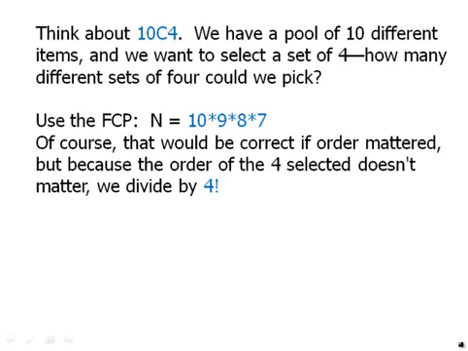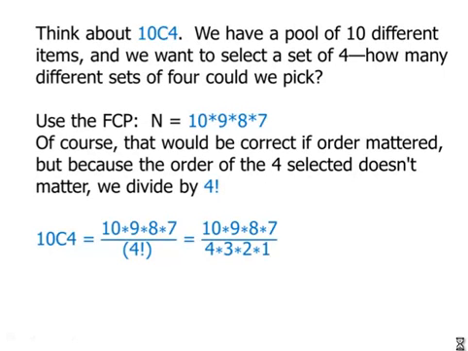But that would be correct if order mattered, but because order of the 4 selected didn't matter, we have to divide by 4 factorial. So 10 choose 4 is that product divided by 4 factorial. Multiply it out. We'll do a little canceling. Cancel the 9 and the 3. We get 10 times 3 times 7. So that would be 10 times 21, or 210. And so 10 choose 4 equals 210. That's how we actually calculate it.